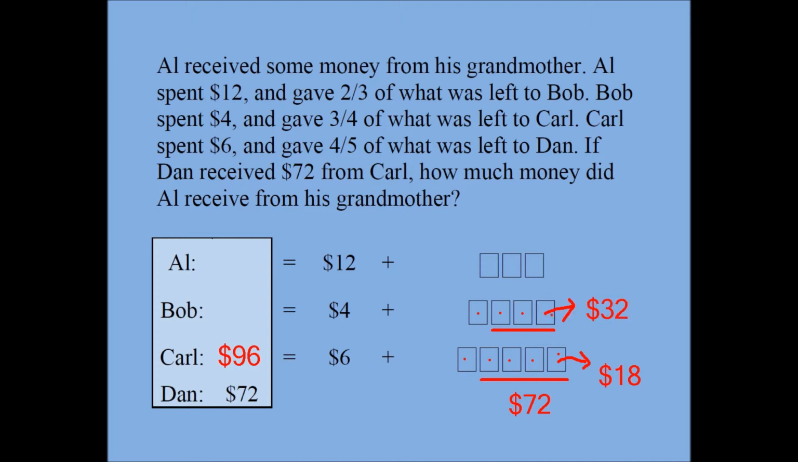Now if each square is 32, 4 times 32 is 128. Each chunk here is 32. Multiply 32 by 4, you're going to get 128. And you have to add this 4 back. 128 plus 4 is 132. So that's what Bob must have had.